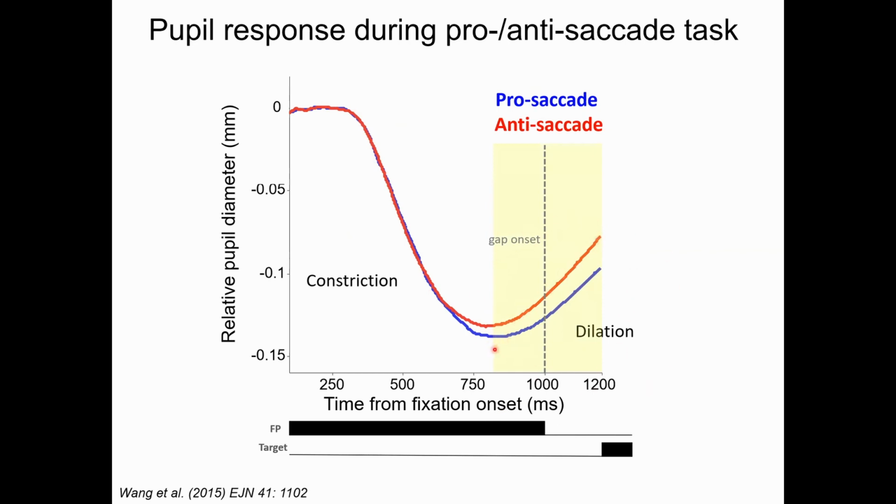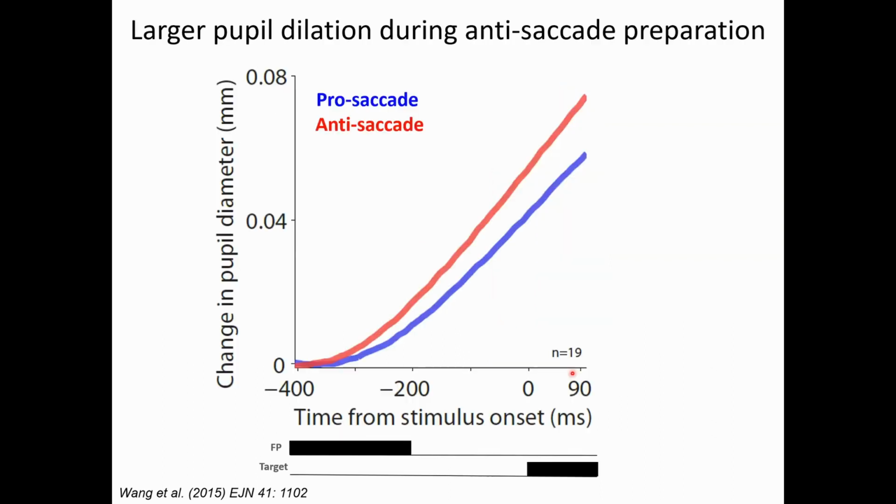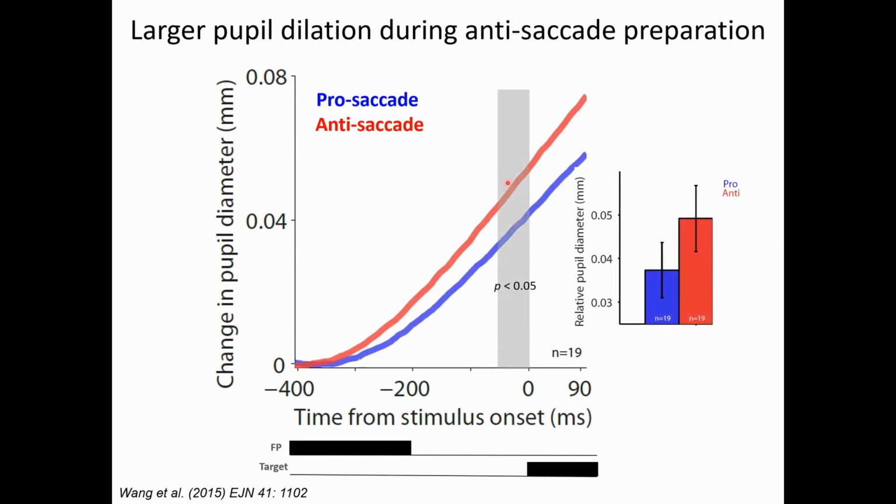And we think that this difference in dilation on the pupil is due to the signals that I showed you previously that were in the superior colliculus that are different between pro-saccade and anti-saccade trials. So we think that's what's driving this difference. So now if we focus on this dilation being stronger on the anti-saccade trials than the pro-saccade trials, they're significantly different at this moment in time when the target comes on.